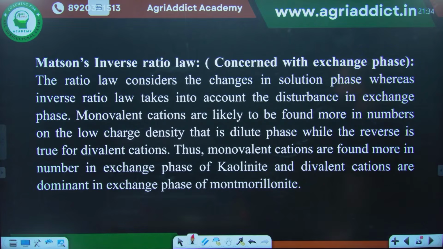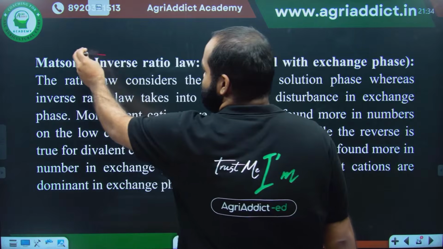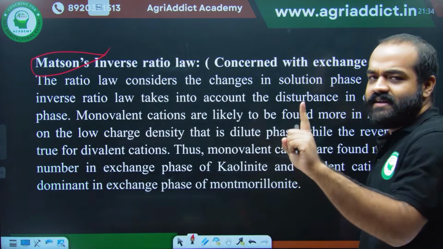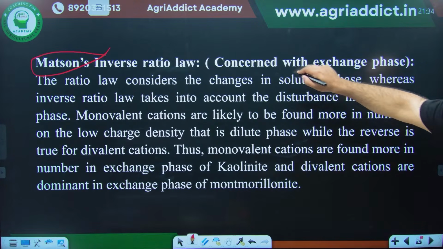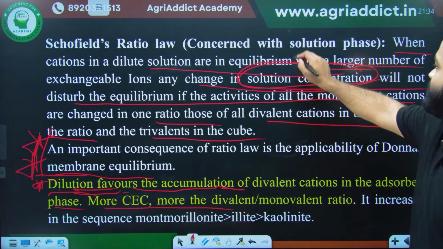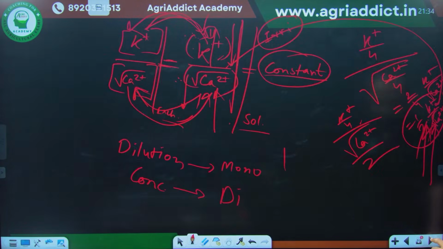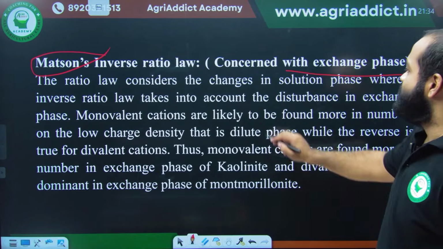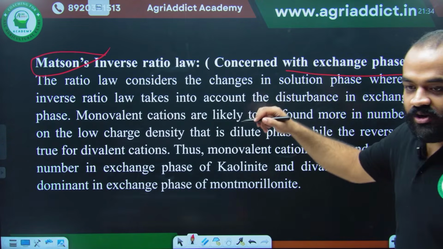Now, what is inverse ratio law? Inverse ratio law was given by Matson. This is not that important, but it is one line, so we have to remember it. This is concerned with exchange phase. Here in Schofield's ratio law, this is concerned with solution phase. So similarly, in case of inverse ratio law, we know the ratio law.